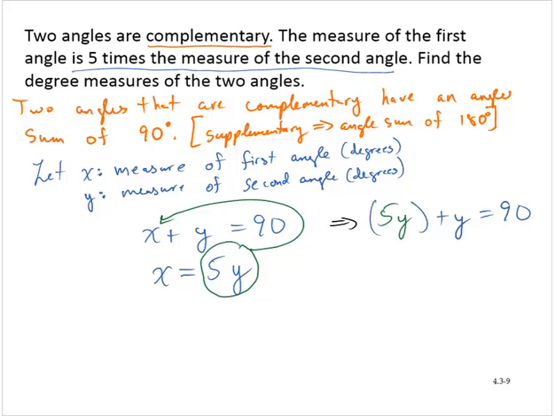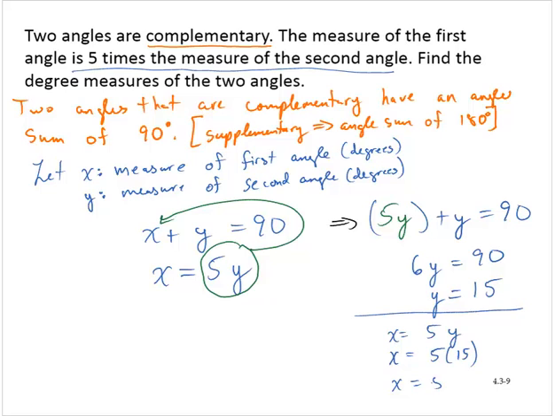So 5y plus y equals 90, so then 6y equals 90, which means that y is equal to 15. And so then if y is equal to 15 and x is equal to 5y, so then x is equal to 5 times 15, and 5 times 15 is 75.